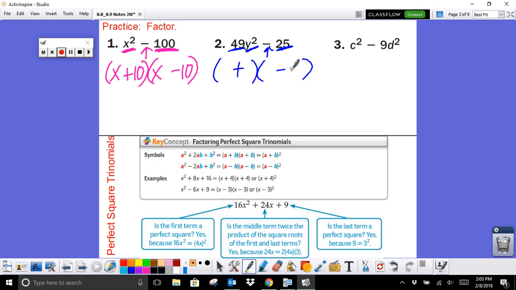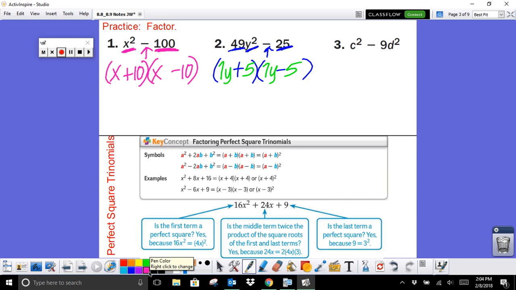So one's plus, one's minus, I know that. What times itself gets me 49? 7. What times itself gets me y squared? y, so that's 7y. And then what times itself gets me 25? 5. 7y plus 5, 7y minus 5.